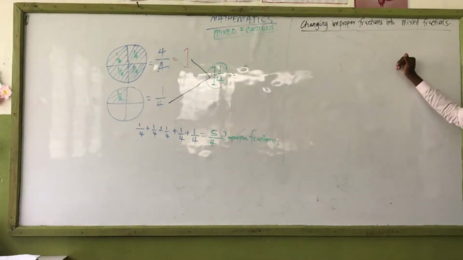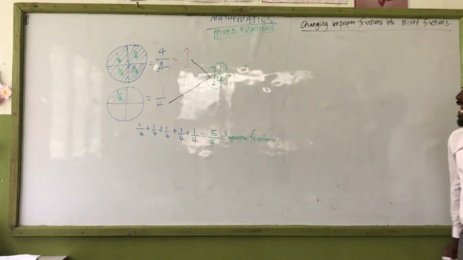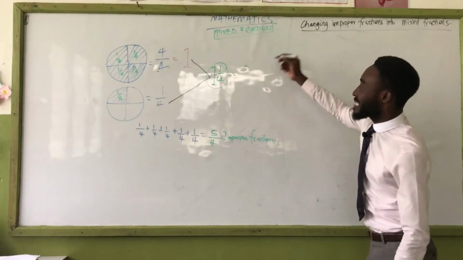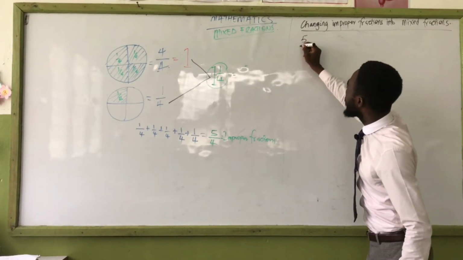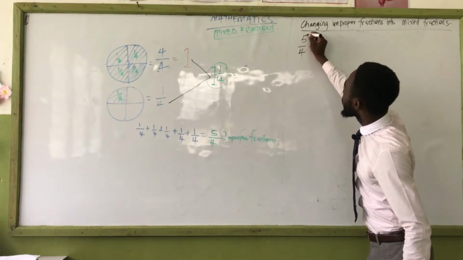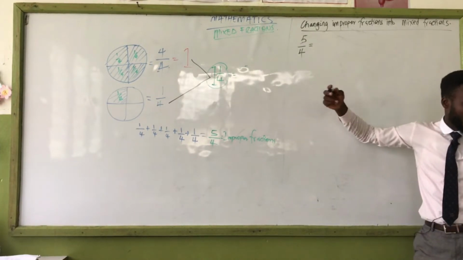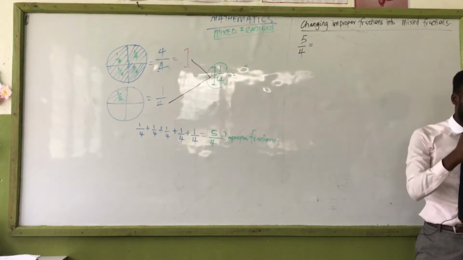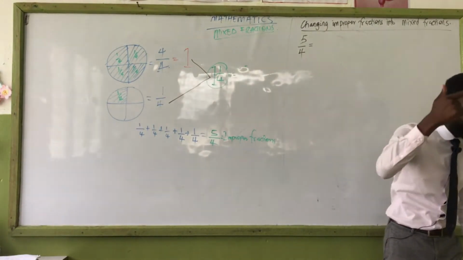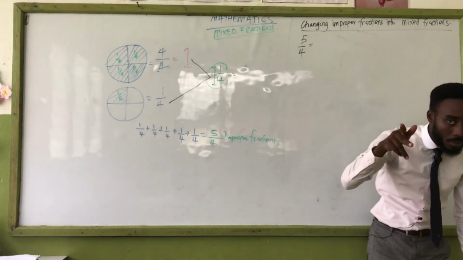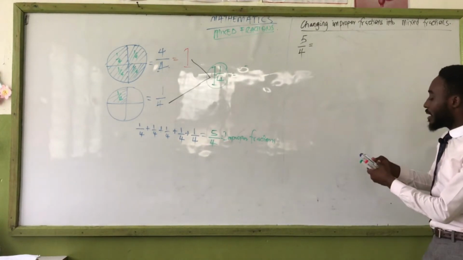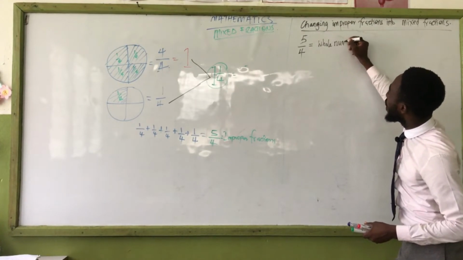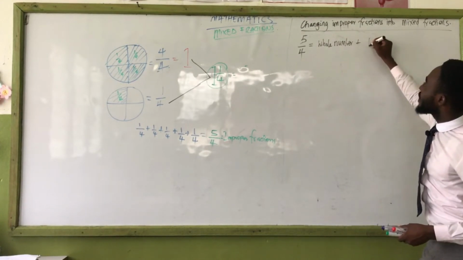Changing improper fractions into mixed fractions. We have something like this. Let's assume you are just given 5 out of 4. If it's an improper fraction and you have to turn it into a mixed fraction, you know that you have a whole number and what? A fraction. So definitely you have a whole number plus a fraction.